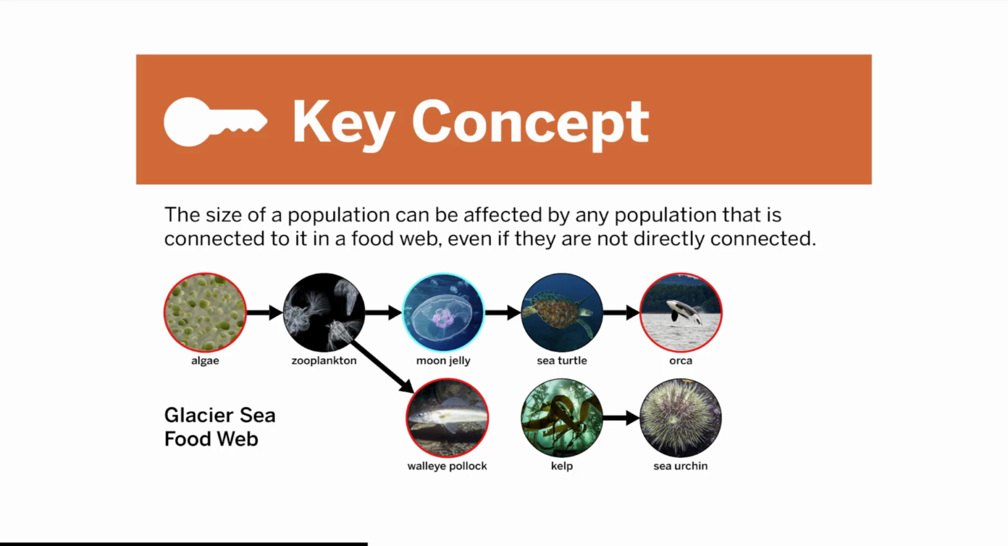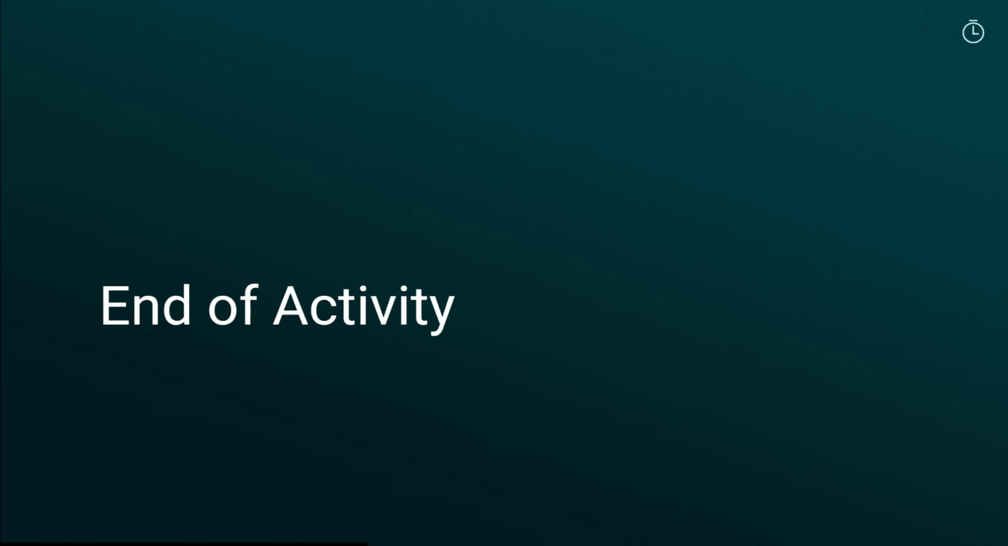We have learned that even populations that are not direct consumer or resource populations can affect the size of another population. These are called indirect effects. They happen because one change leads to a change in a population, and that in turn affects another population. End of activity.